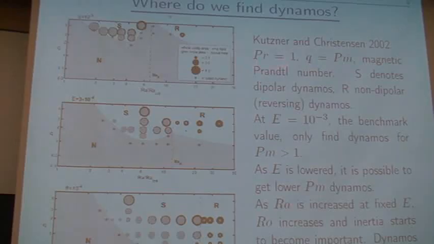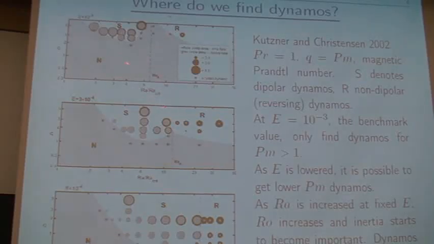So we've fixed PR as 1, and these are 3 pictures of descending Ekman numbers: 10 to the minus 3, 3 times 10 to the minus 4, 10 to the minus 4. So we're reducing the Ekman number as we go down from there to there to there. And this is a plot of the other 2 parameters: magnetic Prandtl number, or Q, and the Rayleigh number expressed as a ratio of Ra over Ra crit. So let's look at these pictures.